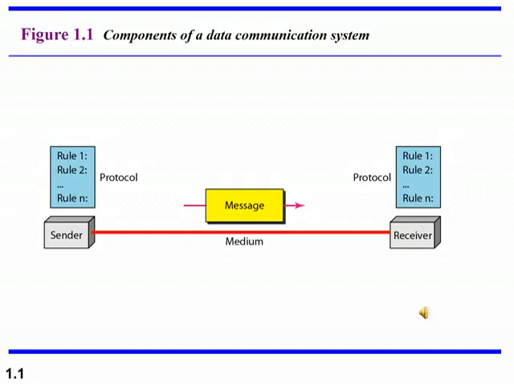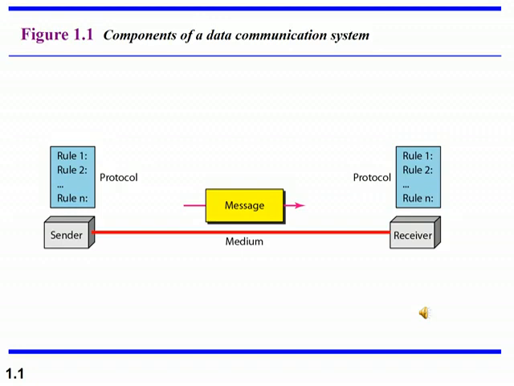These are the components of the data communication system. From one computer to another computer, or from one telecom system to another telecom equipment, we can send a message. Today we send a message in digital format. The sender has to follow certain rules to send a message.